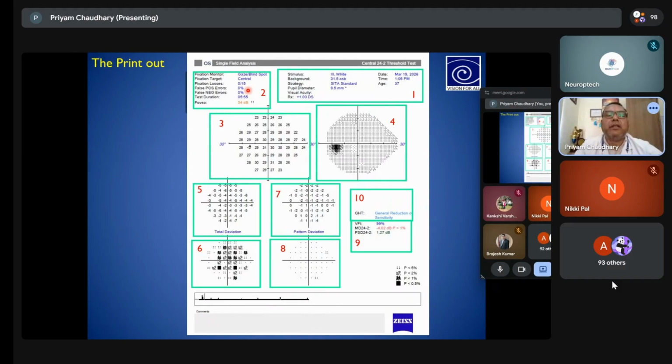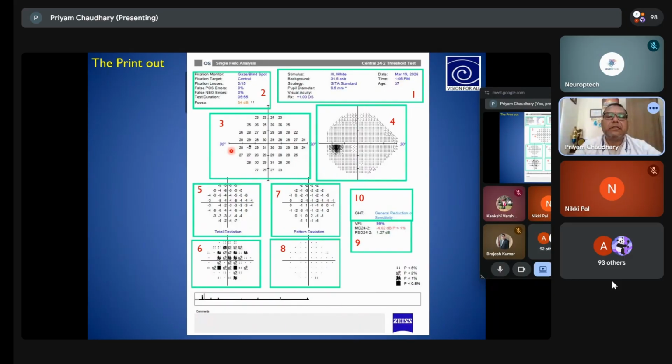Foveal threshold. If the patient is normal, the foveal threshold should lie between 30 to 40. If the foveal threshold is less than 30, please repeat again, if the vision is normal. Suppose your vision is less, then the fovea may be less.